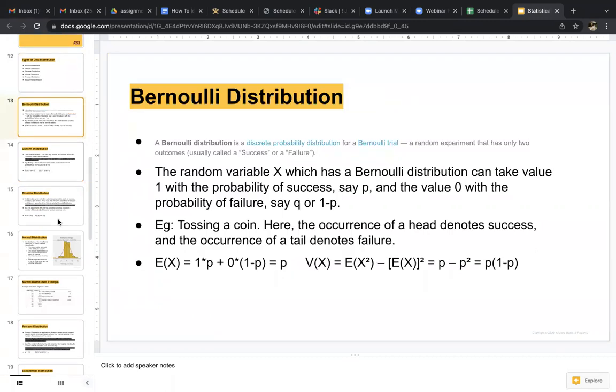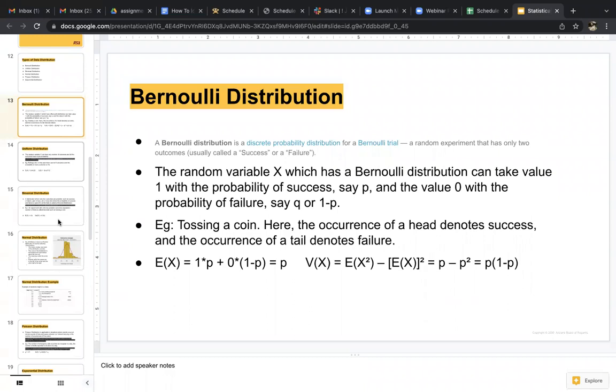So what is the Bernoulli distribution? It is a discrete probability distribution for a Bernoulli trial, which is a random experiment that has only two outcomes, usually called a success or a failure. Given a random variable x which has a Bernoulli distribution, it can take value 1 with the probability of success, say p, and a value 0 with the probability of failure, say q. The failure rate can also be found by 1 minus the success rate.